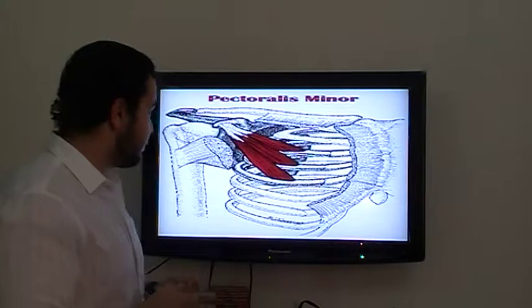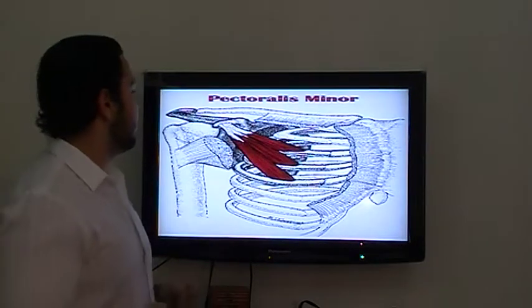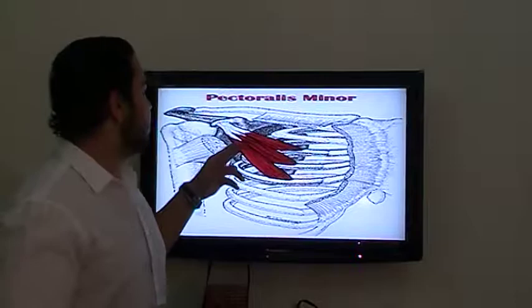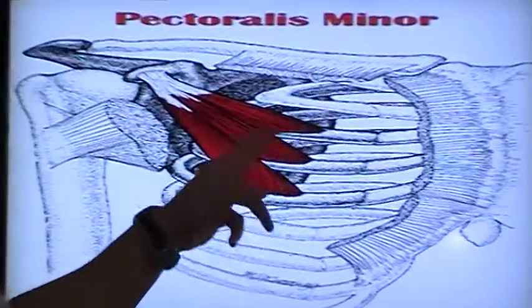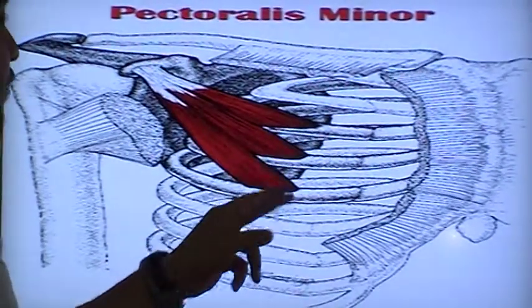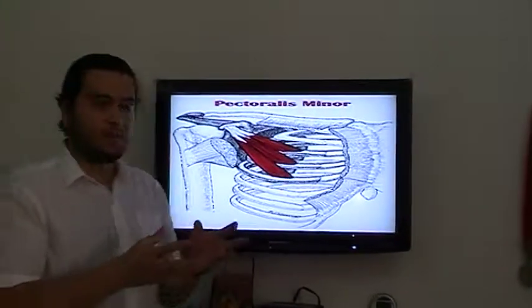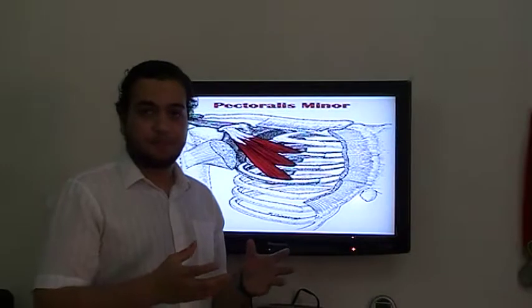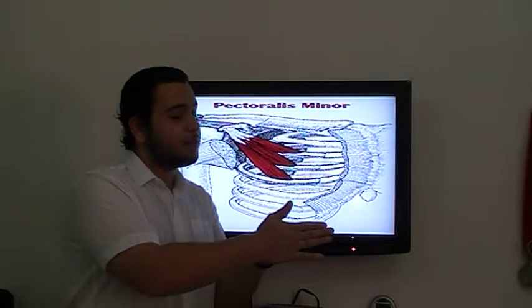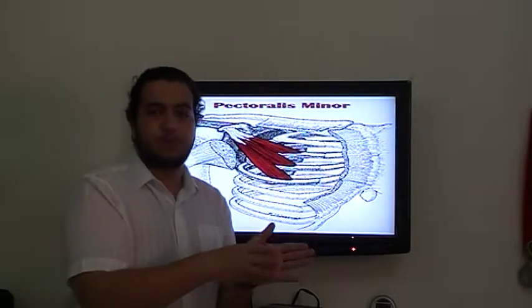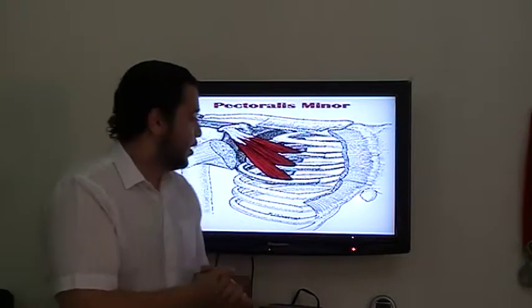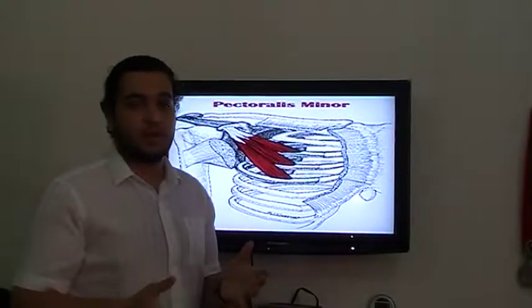Now coming to the next muscle, we have the pectoralis minor. Pectoralis minor is a muscle attached to the coracoid process and the third, fourth, and fifth rib. Now about this muscle, it's a smaller muscle than pectoralis major. So when you reflect pectoralis major, you find under it pectoralis minor, and it's also very easy to identify.